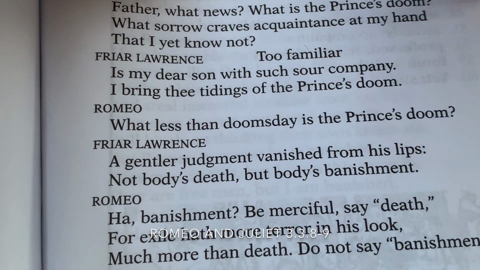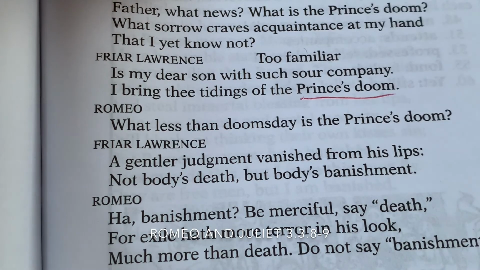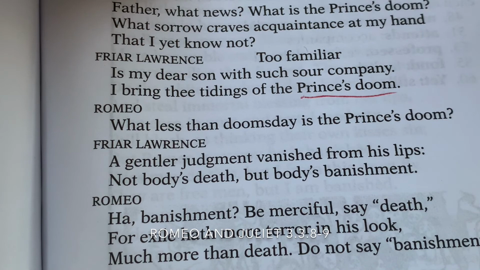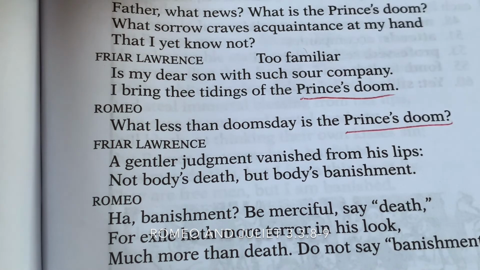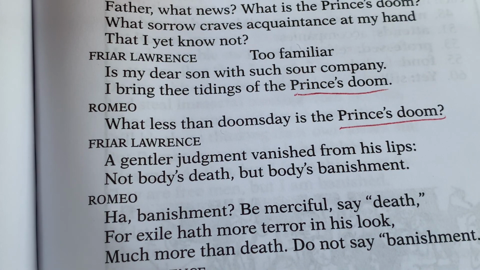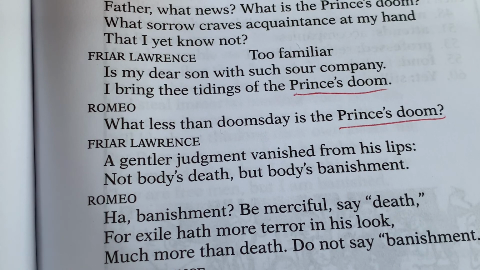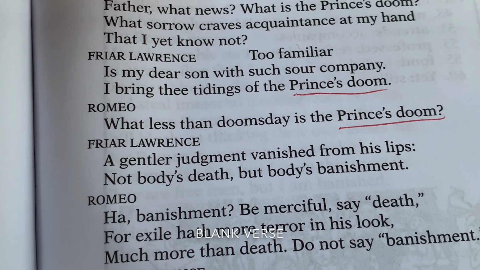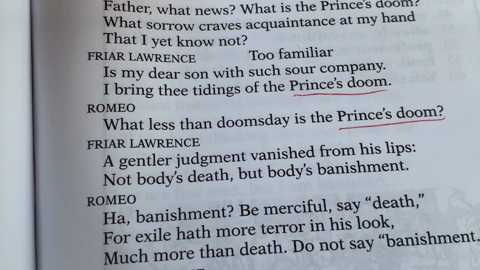I bring thee tidings of the prince's doom. What less than doomsday is the prince's doom? Now, this can only happen in blank verse. Blank verse, remember, is iambic pentameter without rhymes. That tends to be the metrical system used by Shakespeare in the plays.